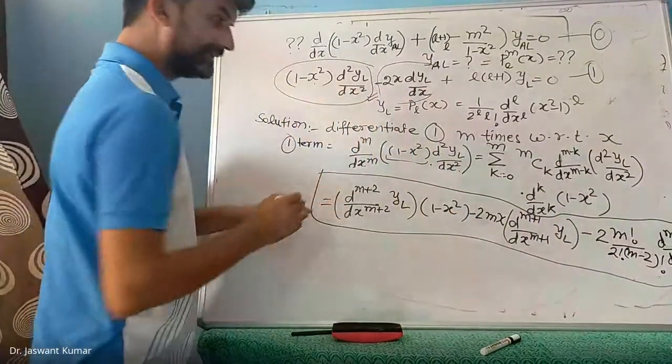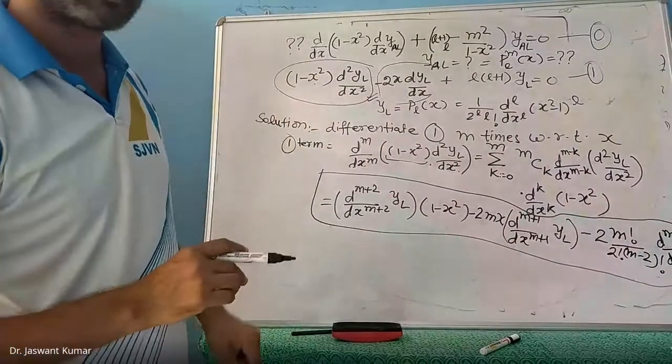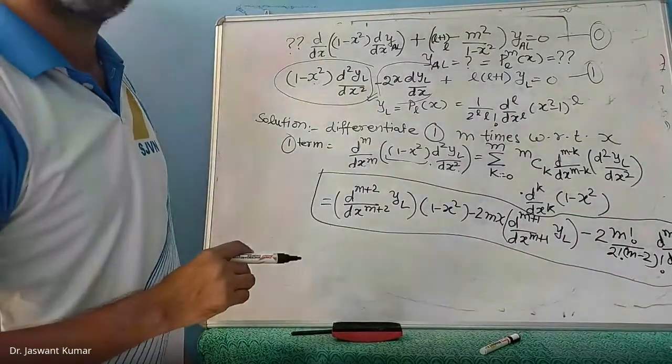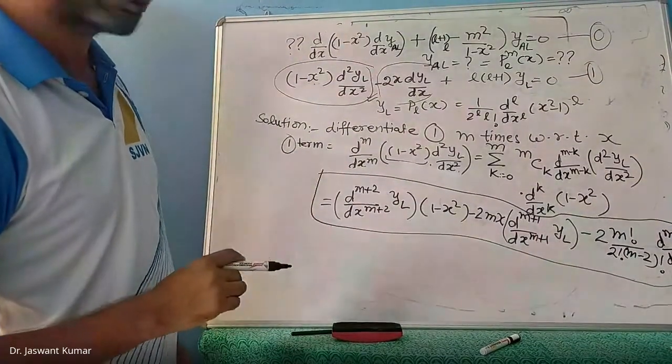The box quantity is the mth derivative of term number 1. बताइएगा अगर कोई चीज क्लियर नहीं है तो आपको सबको ठीक है ना?